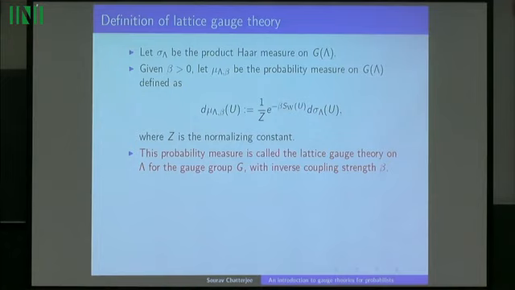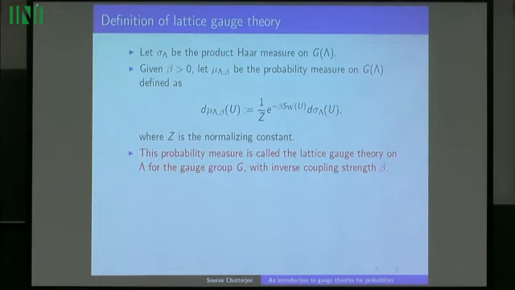So this probability measure is called lattice gauge theory on this set Lambda. The word theory in physics means model. So, a model with gauge group G with inverse coupling strength beta. Is the model more or less clear? It's a probability measure on a space of configurations, where the configurations consist of unitary matrices attached to edges, with the restriction that if you reverse an edge, the matrix gets inverted. That's it. There's no other restriction.